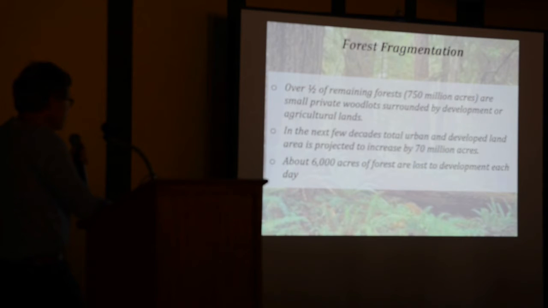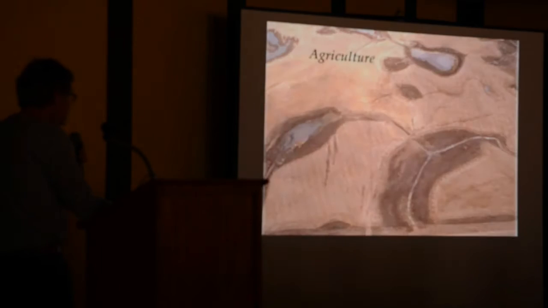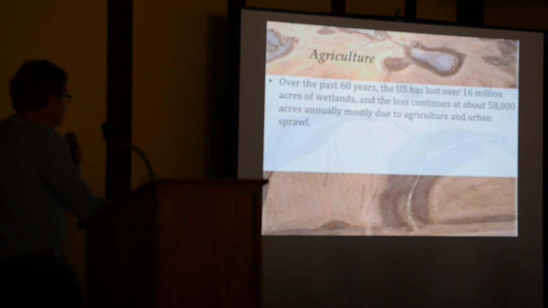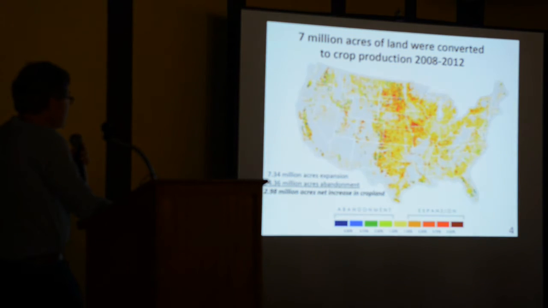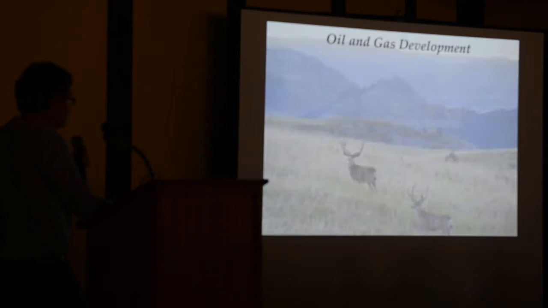This is an interesting stat. We're losing about 6,000 acres of forest a day nationwide. Looking at agriculture, over the last 60 years, we've lost 16 million acres of wetlands and are losing close to 60,000 a year. Our Conservation Reserve Program has declined by 13 million acres the last 10 or 15 years. Here's an example over a 5-year period of acreage that was converted to crops.